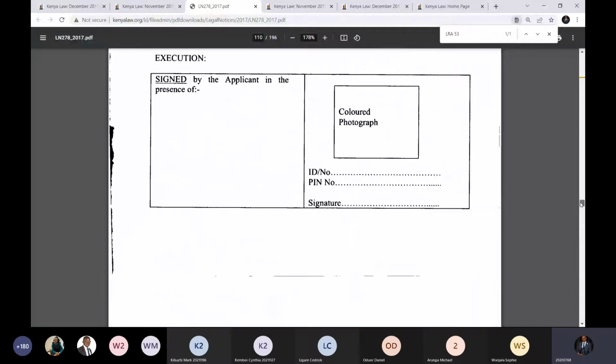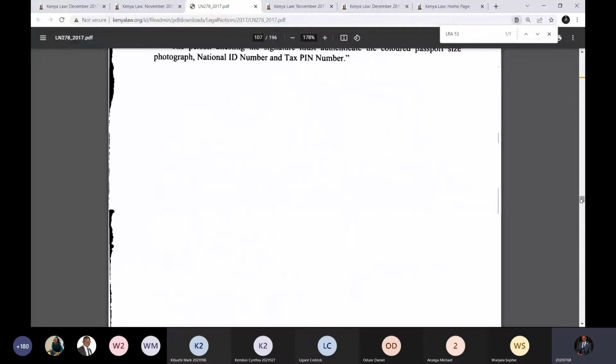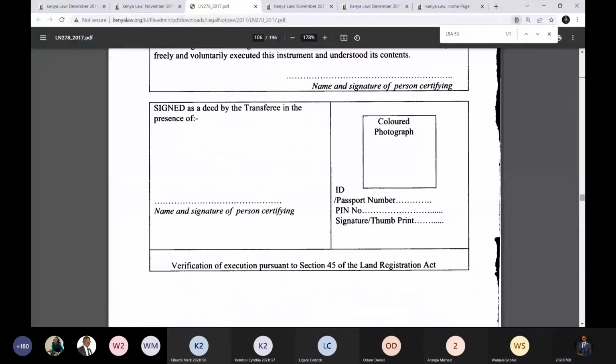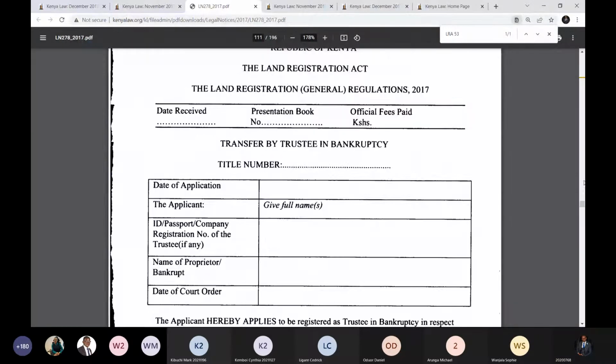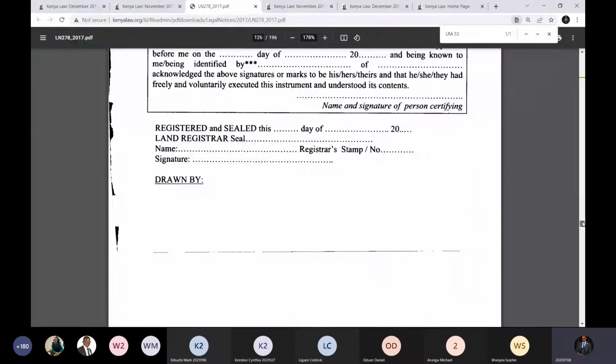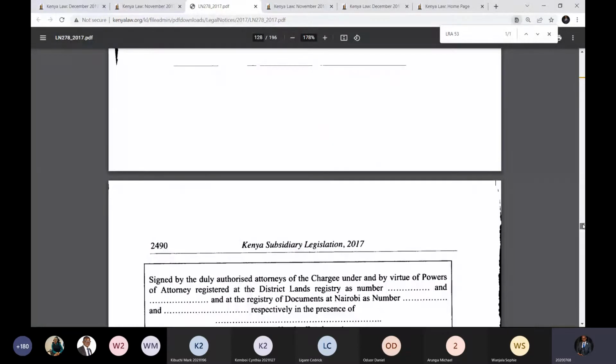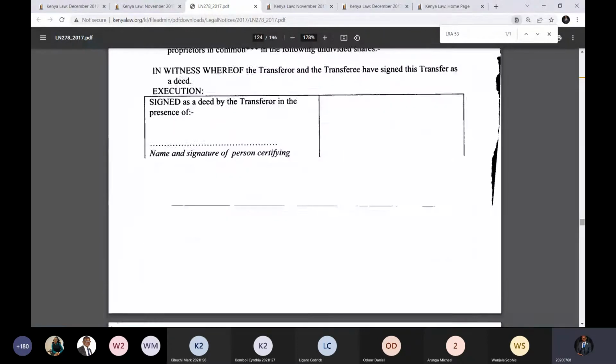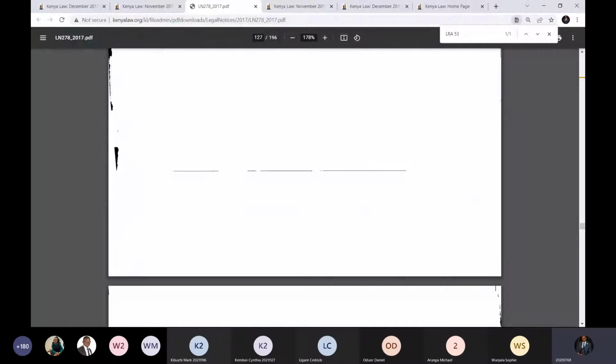Okay, and I'm moving too fast. Let's see LRA 42. Let's go down. This is 52, LRA 53. That's 54. Let's go to 53.